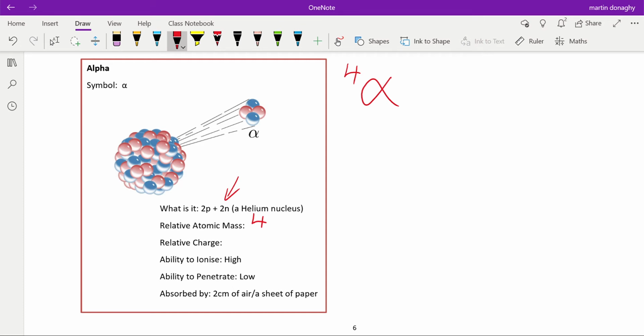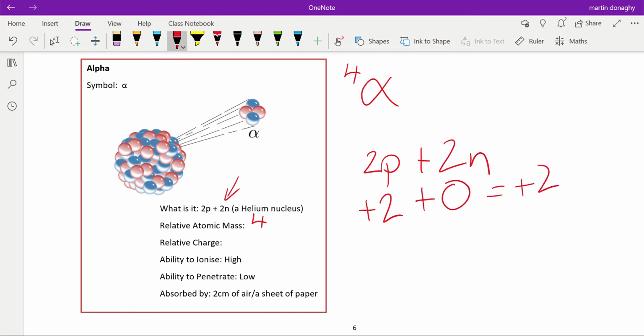Its charge, well, it contains two protons and two neutrons. Each proton has a charge of +1, so that will be +2. And the two neutrons, well, neutrons are neutral, so they have 0. So the overall charge is +2.